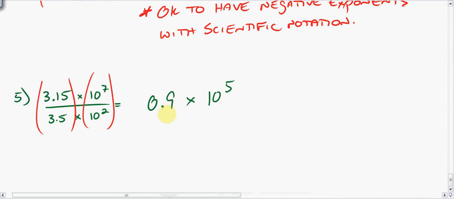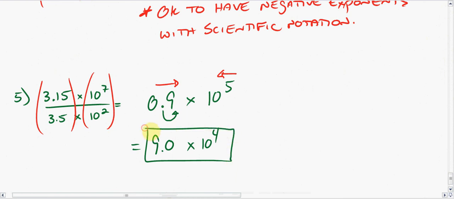So we have 0.9, it's too small. Gotta move the decimal over to the right. So I move the decimal to the right, the exponent moves to the left. So that's equal to 9.0 times 10 to the 4th.